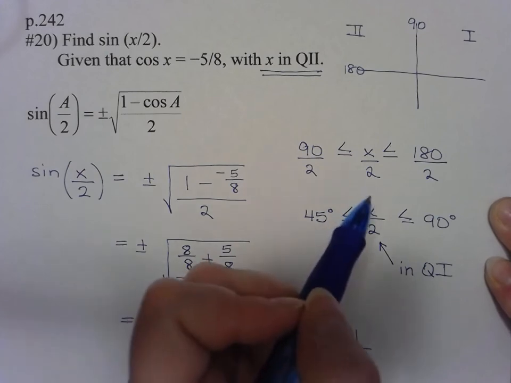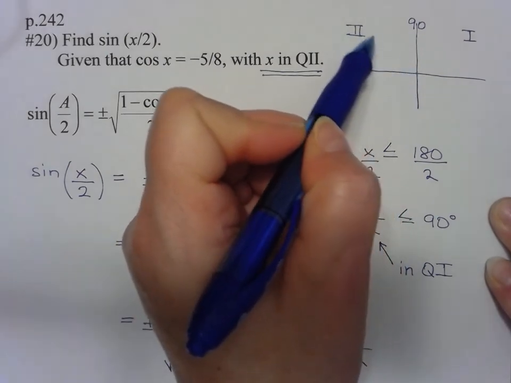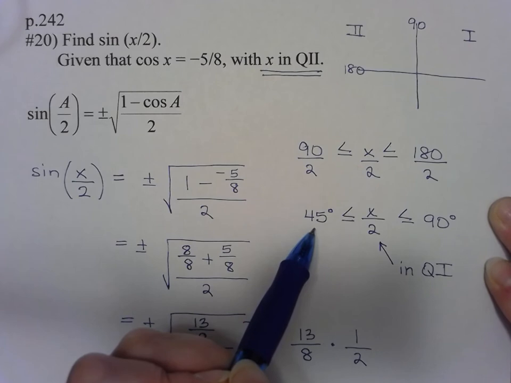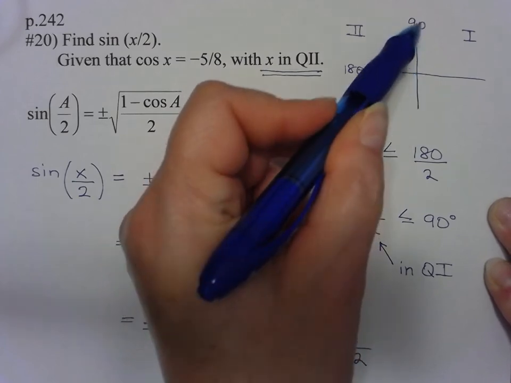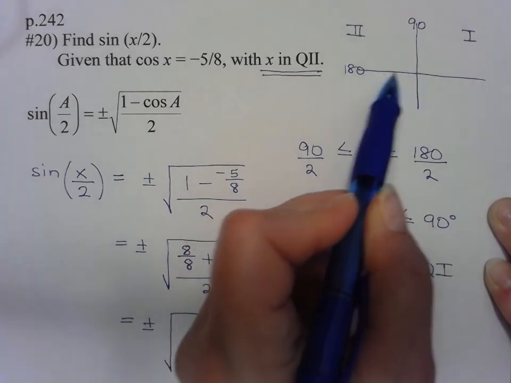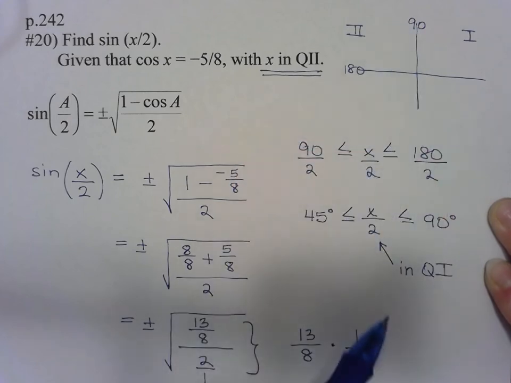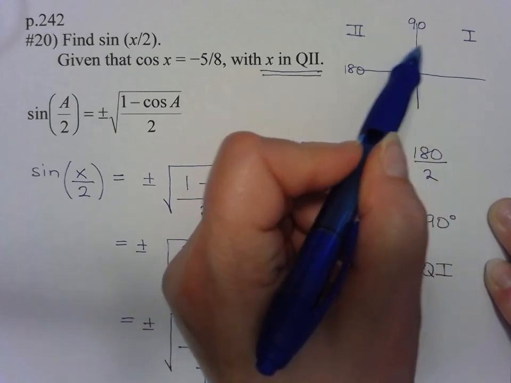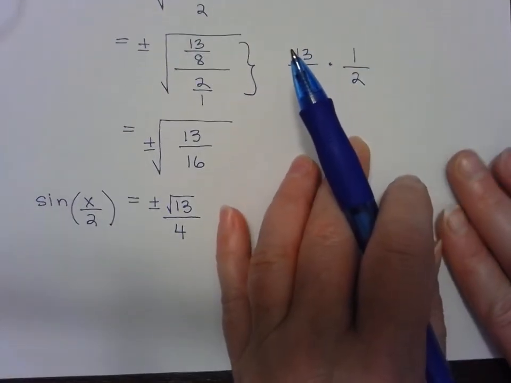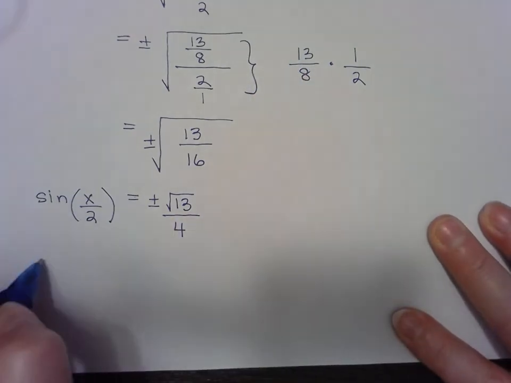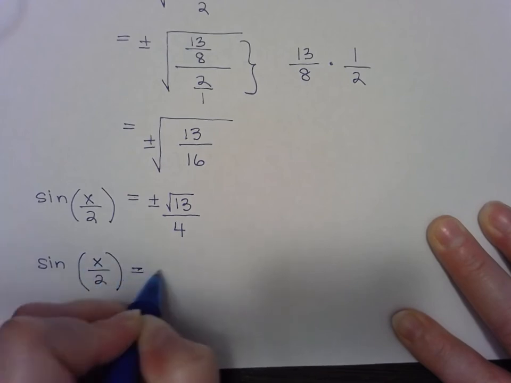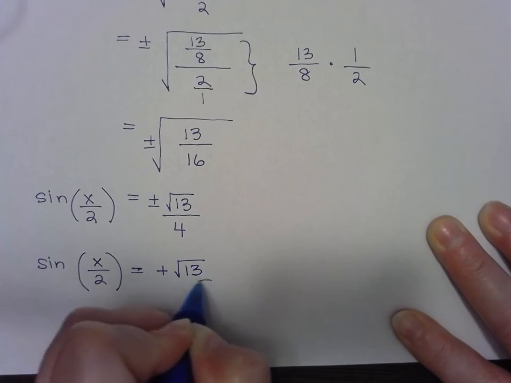Do you understand my logic there? So if x is an angle in this quadrant, if I take half of it, then the smallest it could be would be 45. That would be if x were exactly 90. And the largest it could be would be 90, because this would be the largest value for x, so half of that would be 90. So somewhere in between here would be the angle x over 2. Things in quadrant 1 have a sine that is positive. So our final answer would be the positive square root of 13 over 4.